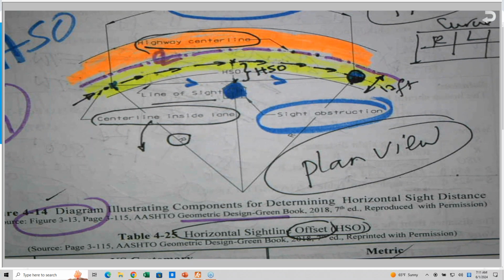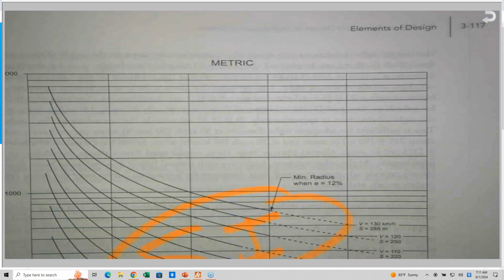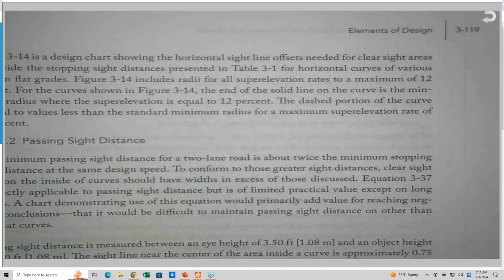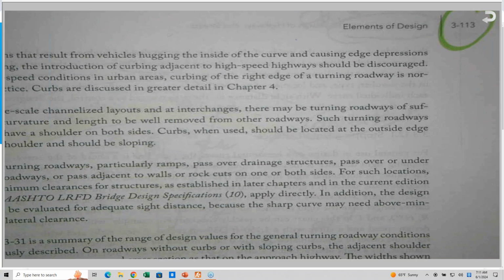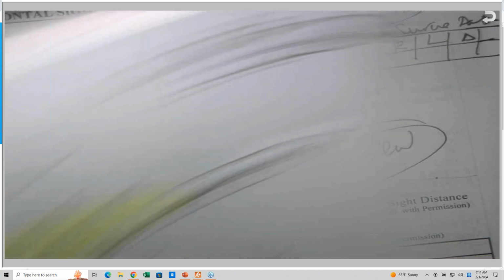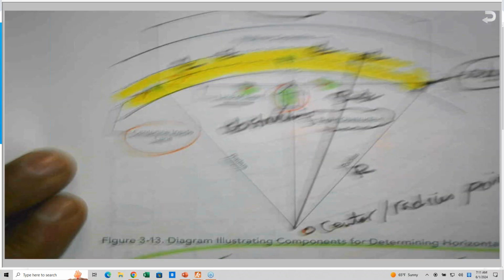Figure, this is chapter... chapter 6. No, I need chapter 3. So chapter 3, and this is figure 3-13 on page 3-115. Okay, I think I am very close. Here it is. I'm lucky that I opened it. This is the original document.